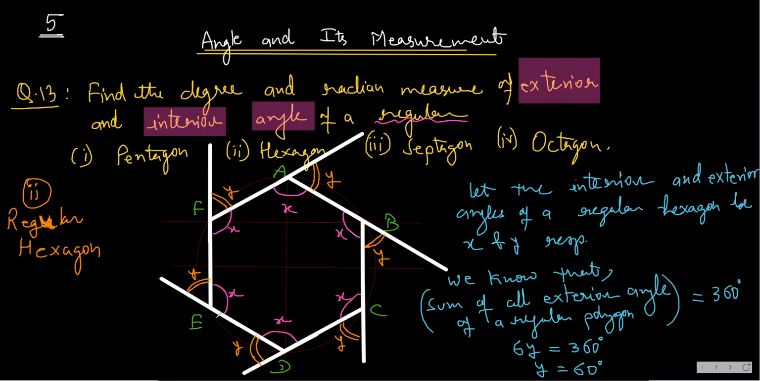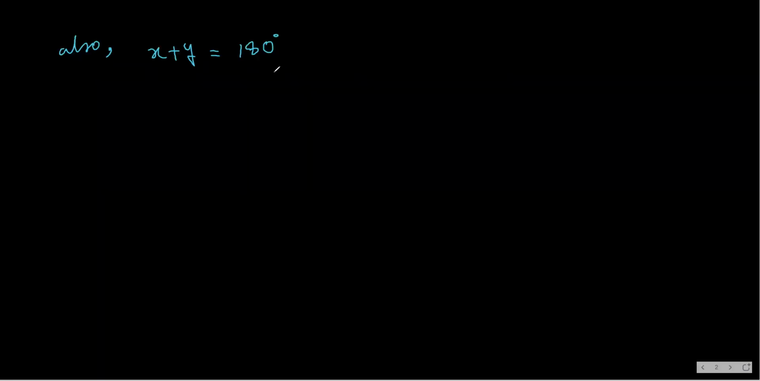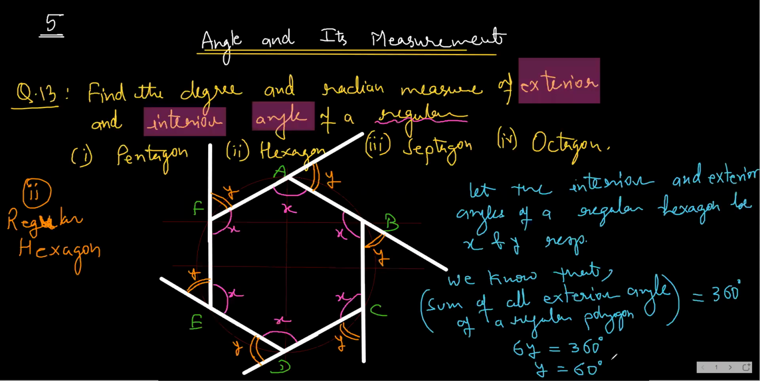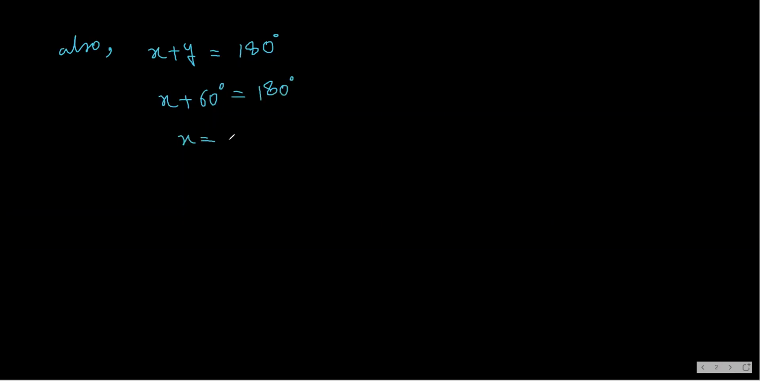Anywhere you check, if you add y with x, you get 180 because these two angles are made on a straight line. You can check, they are made on a straight line. So anywhere you check this x and y, if you add, they give you 180 degrees. Since x plus y is 180 degrees, x plus 60 degrees is 180 degrees because you got the y value as 60 degrees. So you got x equals 120 degrees.